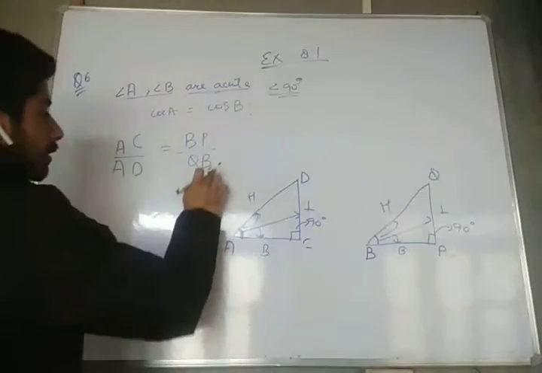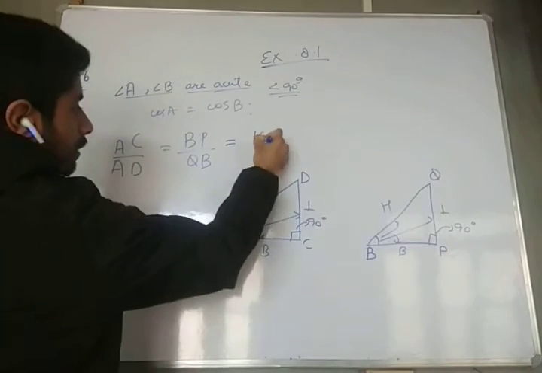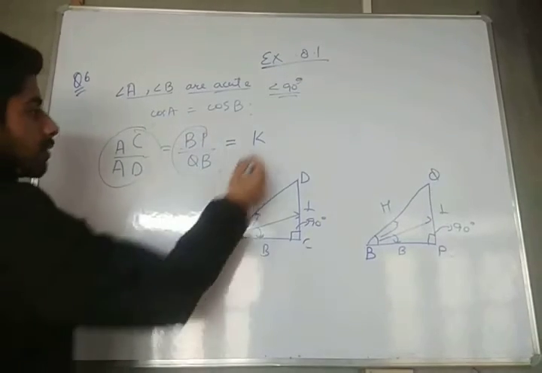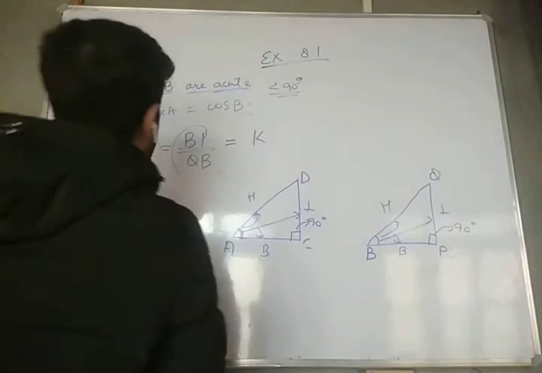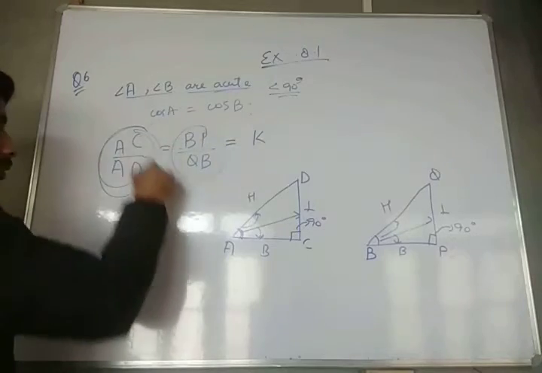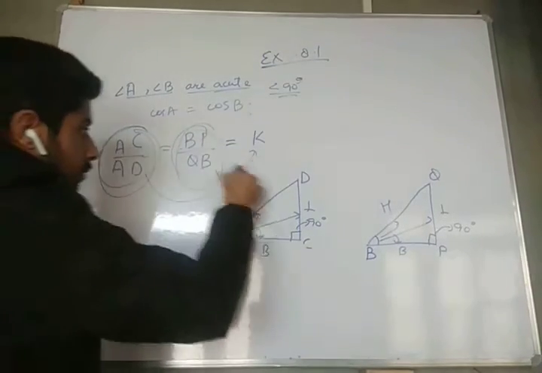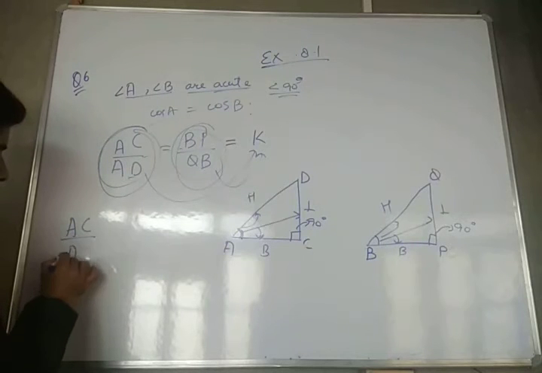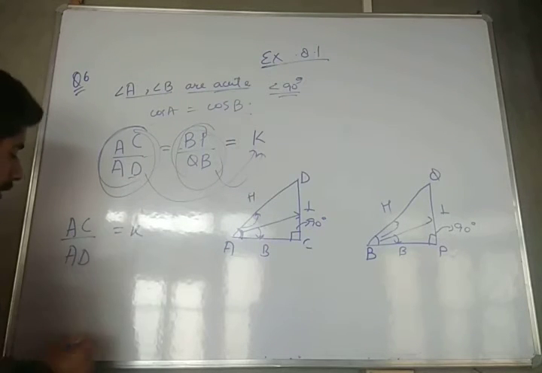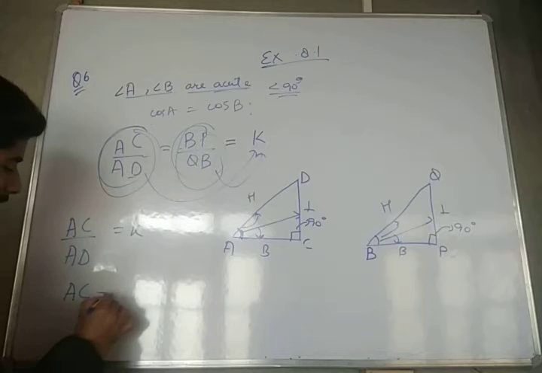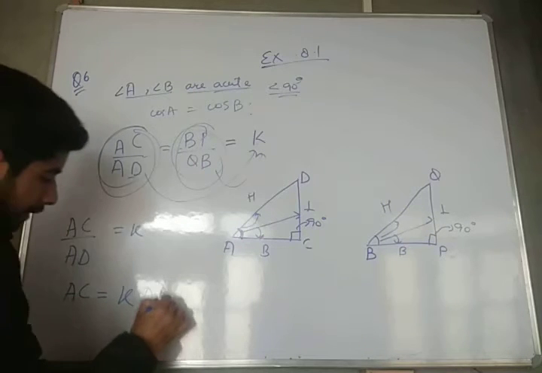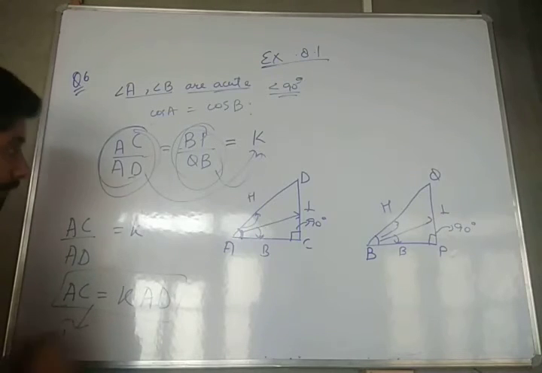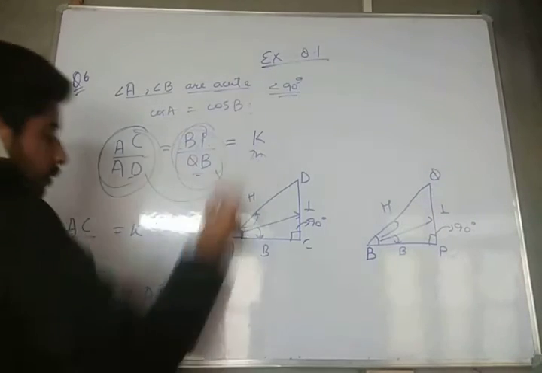See, let us equate them to K. For example, this ratio by this ratio, this ratio is equal to this ratio, and let's say this is equal to K. That means this ratio is equal to K. Also, this ratio equal to K. First, let's equate this. This is AC by AD. It's equal to K. That means AC will be K times AD. Let's take this as equation 1.